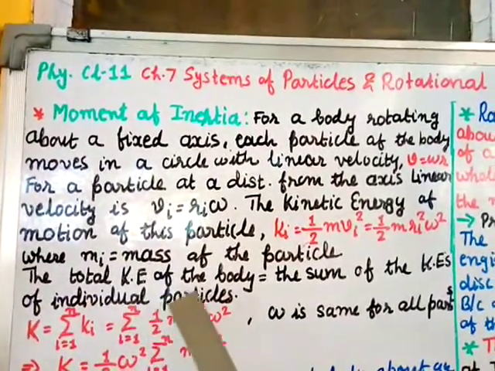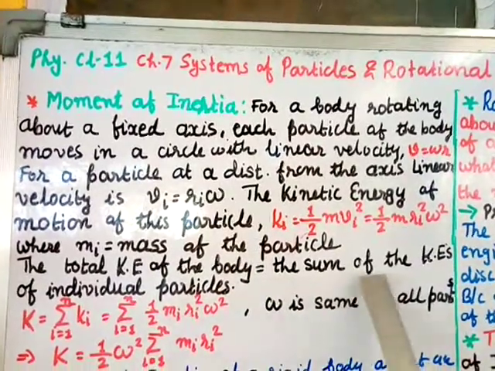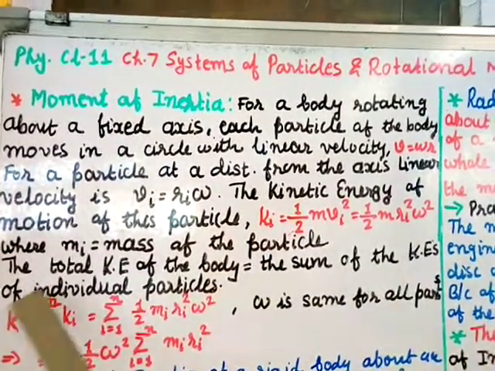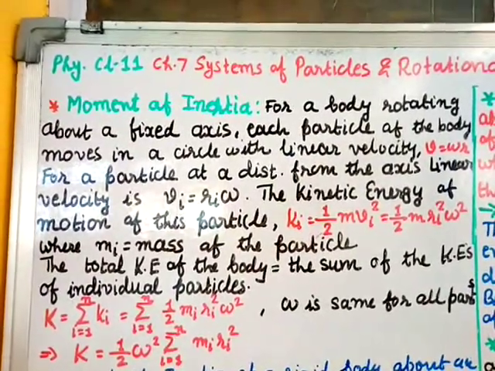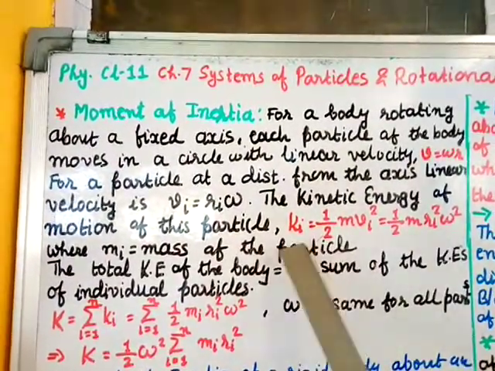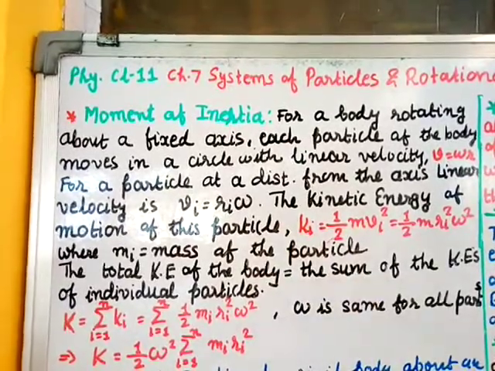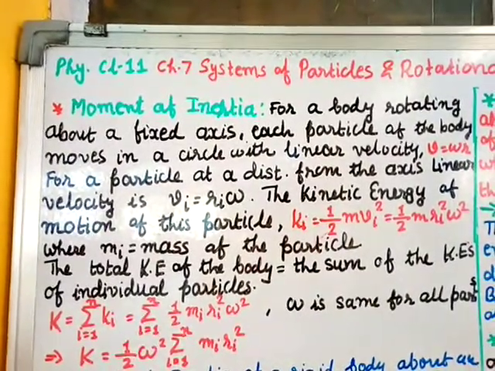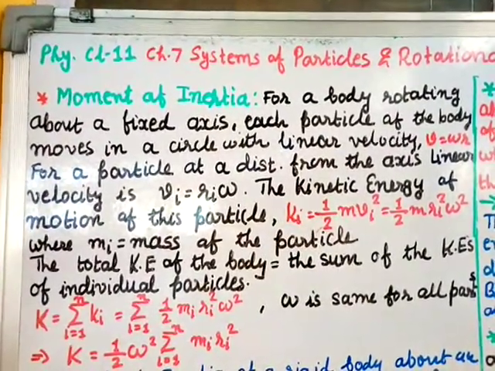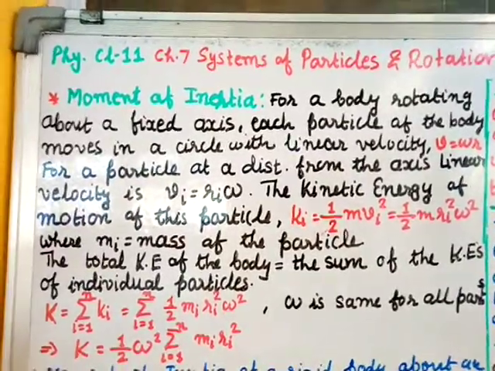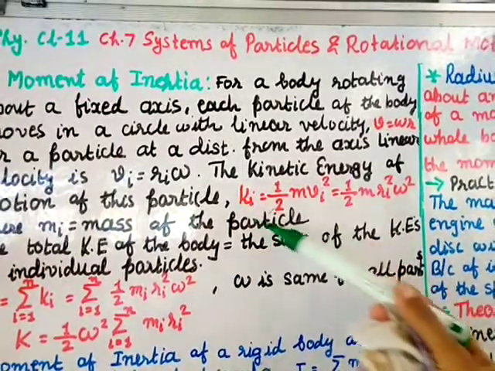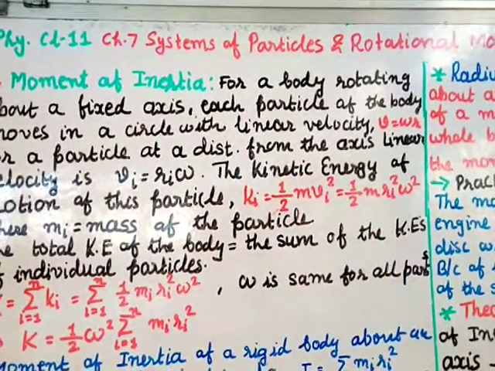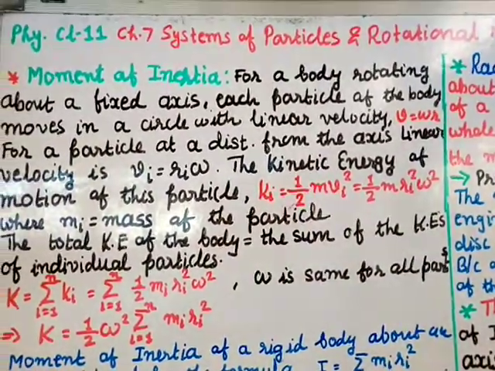The total kinetic energy of the body is equal to the sum of the kinetic energies of individual particles. Now our aim is to write the total kinetic energy. This is for the ith particle. If I want the total kinetic energy, then it will be the sum of the kinetic energies of all the individual particles.